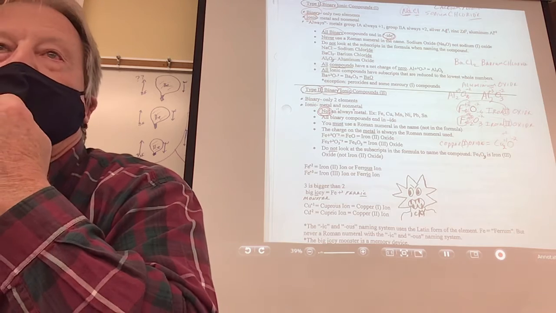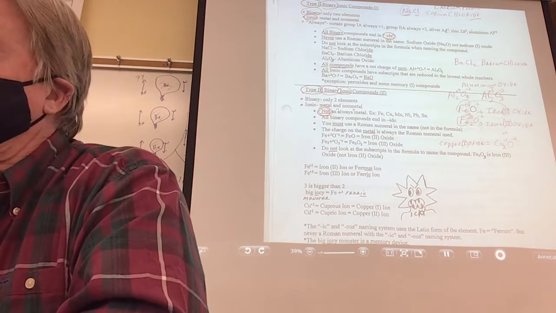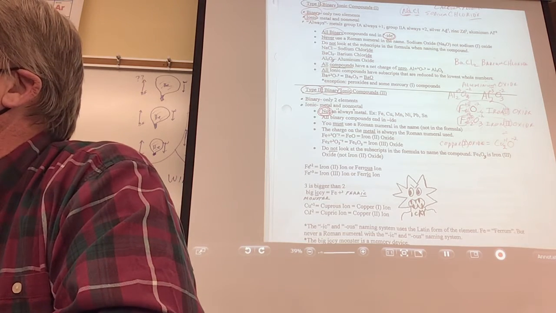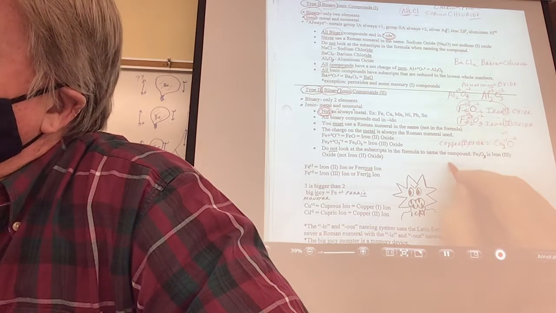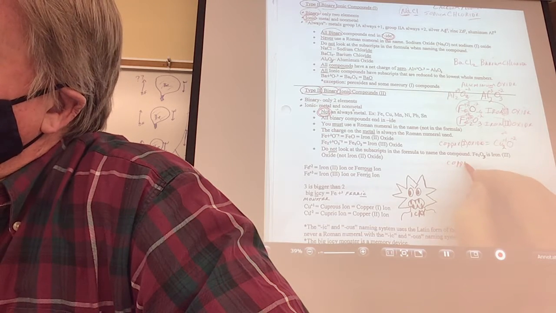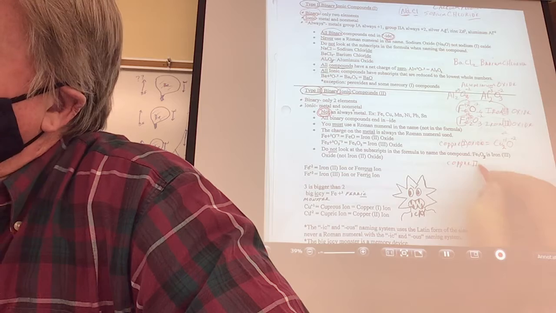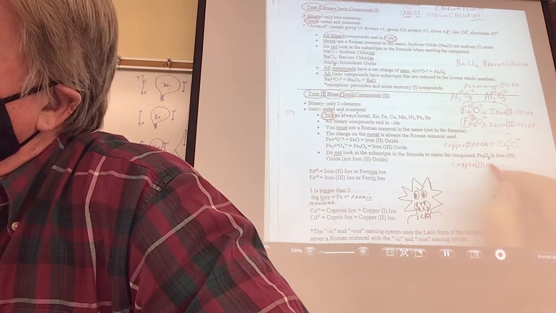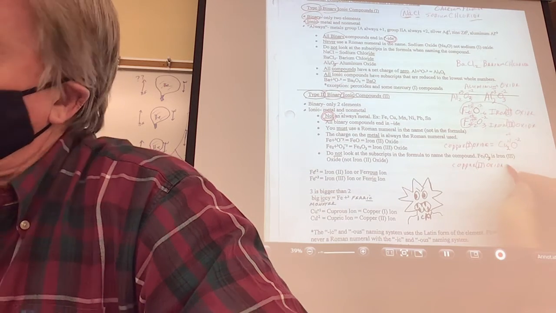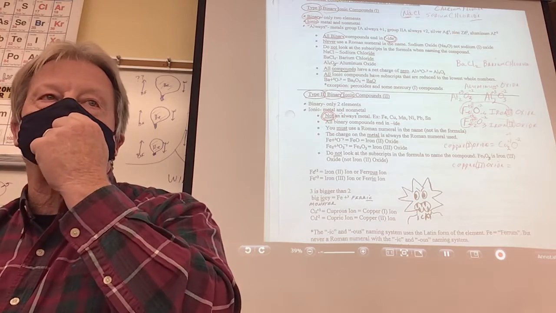How do you write the formula for copper 1 oxide? Cu2O. Try another one. Copper 2 oxide. All right, try that one. Copper 2 oxide.